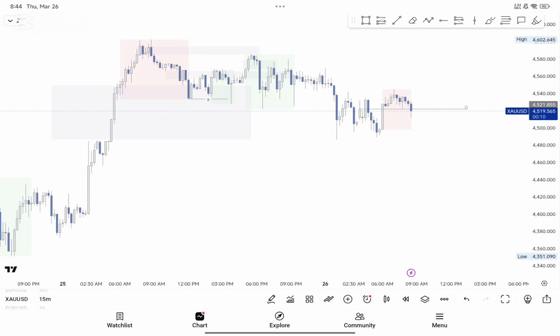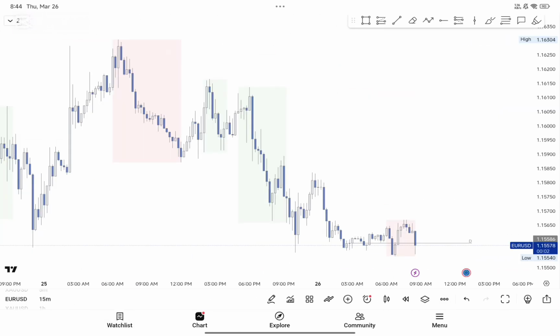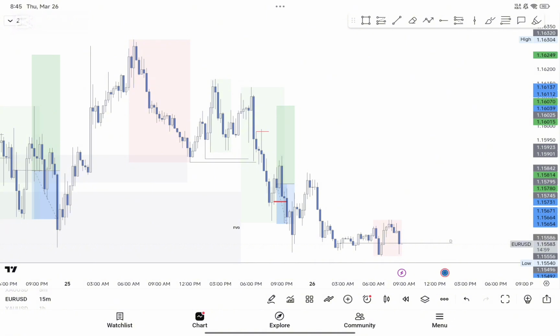So yesterday I might have had two choices on the Euro USD. One is either to wait, because the price is not showing any sign of a market structure shift on the M15 toward the bull side, or I could have just moved with the higher time frame story of bearishness in the market and capitalized on it. So yeah, that's pretty much it for yesterday.